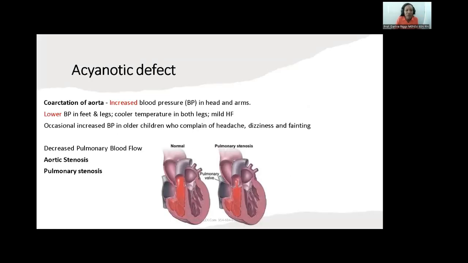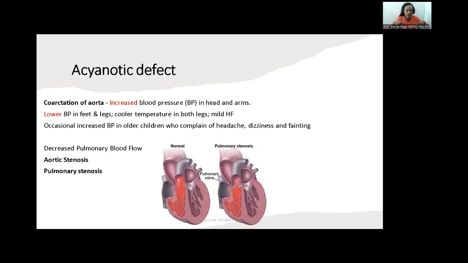A few more, rather, three more acyanotic defects. Let me cover these two first, because they're just so much easier, and then I'm going to spend a moment on coarctation of the aorta. So sometimes there's decreased pulmonary blood flow, right? Blood to the lungs, because the aortic valve is stenosed, or the pulmonary valve is stenosed. Okay?